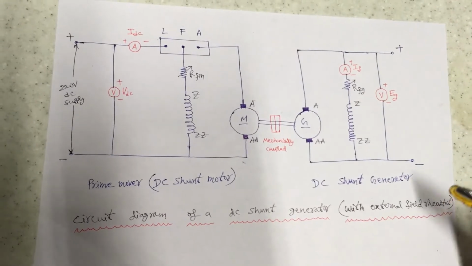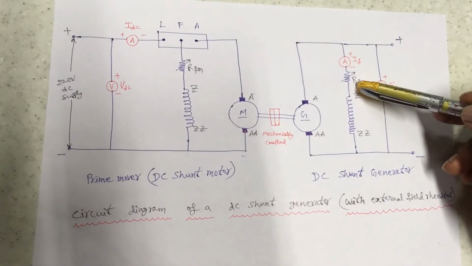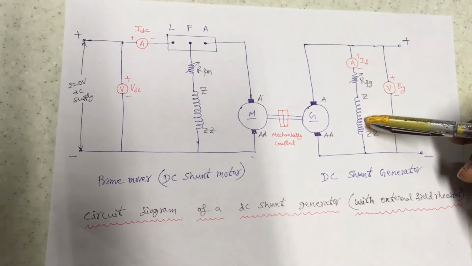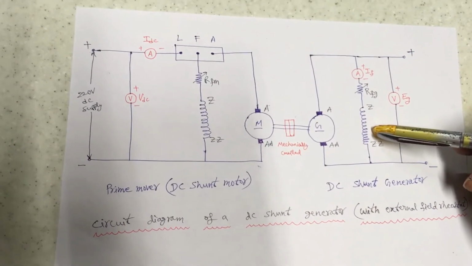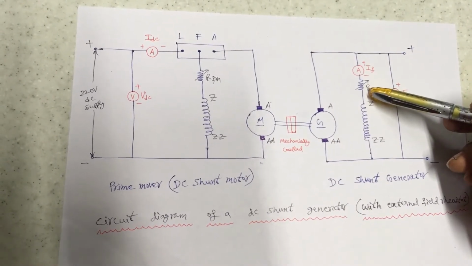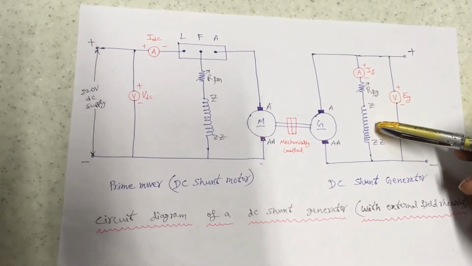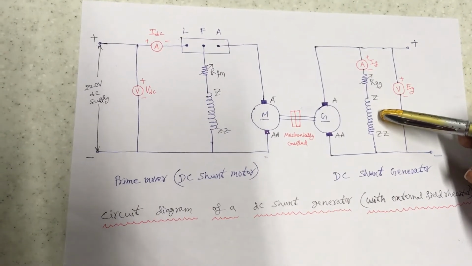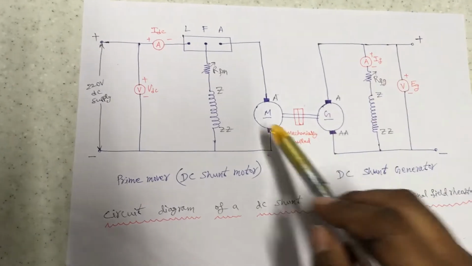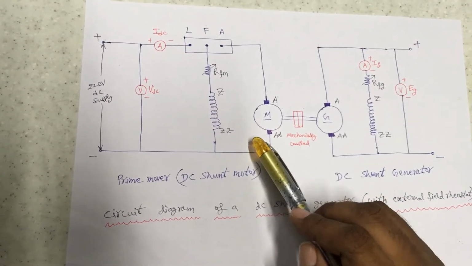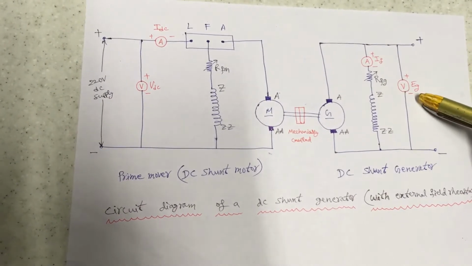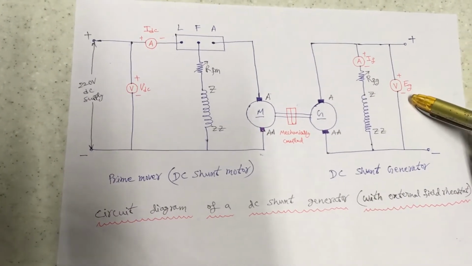Now we have connected one external field winding resistance in series with the field winding of DC shunt generator. By adjusting the external field winding rheostat, we can set the field winding resistance to some value. Then we will run the prime mover at rated speed. Then we will see the current through the field winding and voltage across the armature winding.